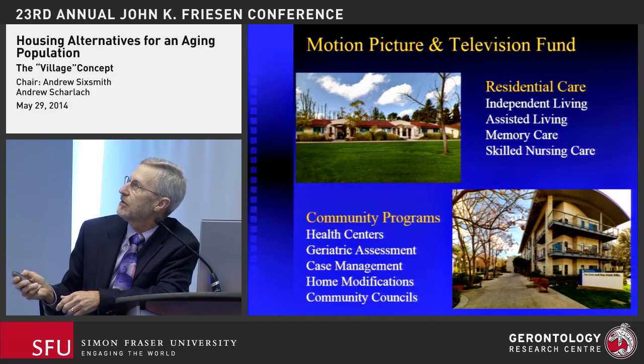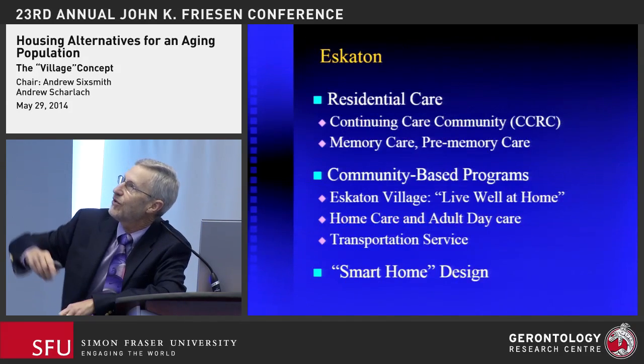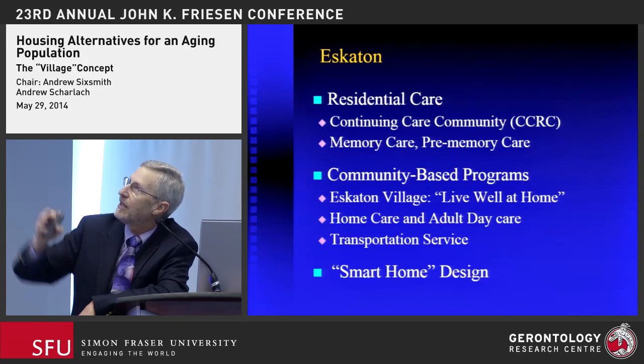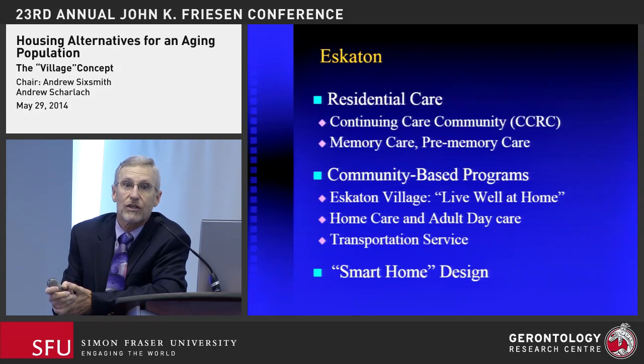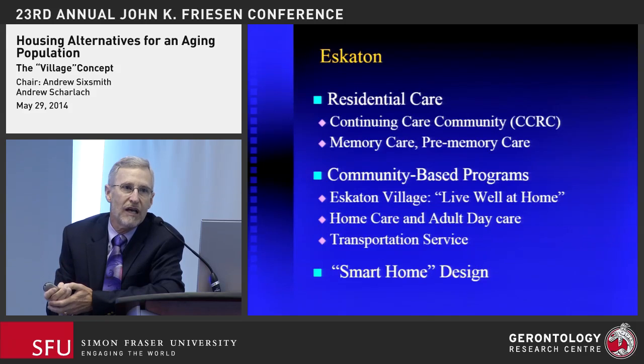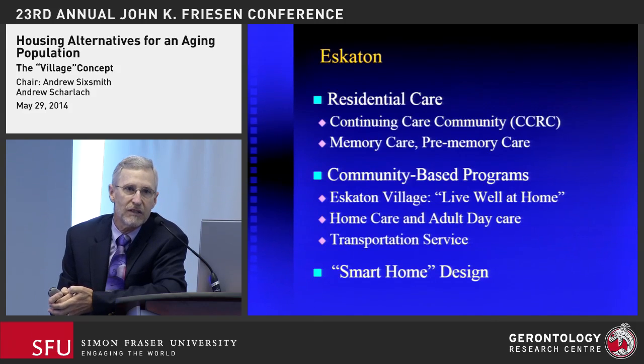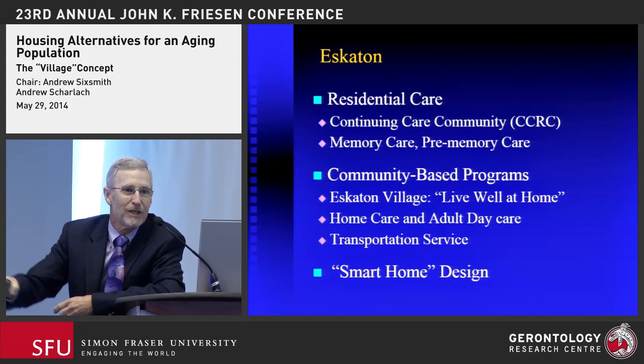Another model is in Northern California, near where I live. There's an organization called Eschaton, and this is a residential care provider. They've got a whole bunch of senior housing facilities, continuing care retirement communities, places where you can move in and you can stay there the rest of your life, most of them. They're residential places, and they spent most of their history trying to get people to move to these places. 3 years ago, they started something called Live Well at Home, Eschaton Village. And their village, like the village I've been talking about, ain't a place. It's a program designed to help people stay out of the retirement communities that they've spent the last 20 years trying to get people to move into.